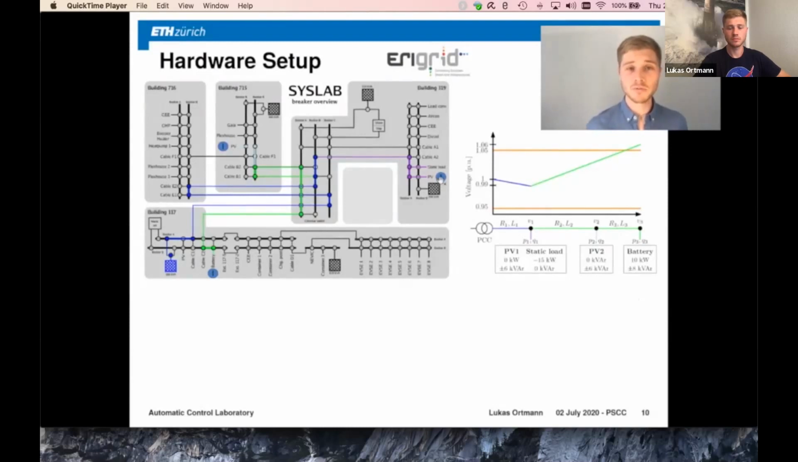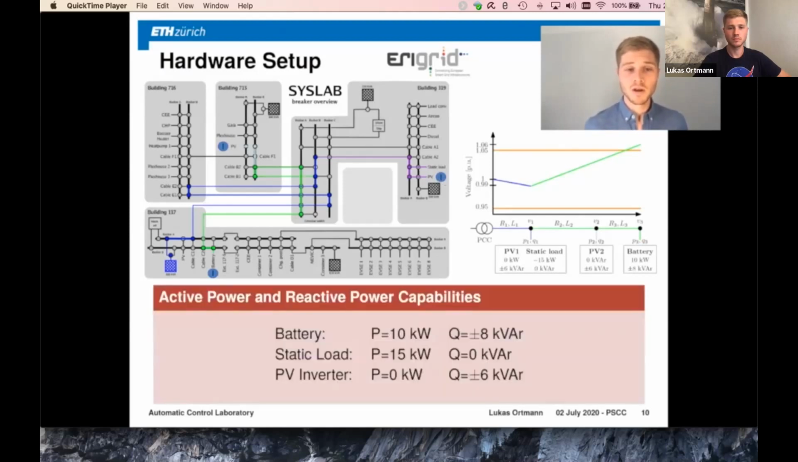And we're now going to apply the 3 different controllers that I showed you, the local controller, the optimal reactive power flow controller, and our feedback controller to this grid, and we'll see what happens. These are the active and reactive power capabilities. So the battery is working at 10 kilowatts, the static load is working at 15 kilowatts, and the reactive power capabilities of the PV inverters and the battery are also reported here.